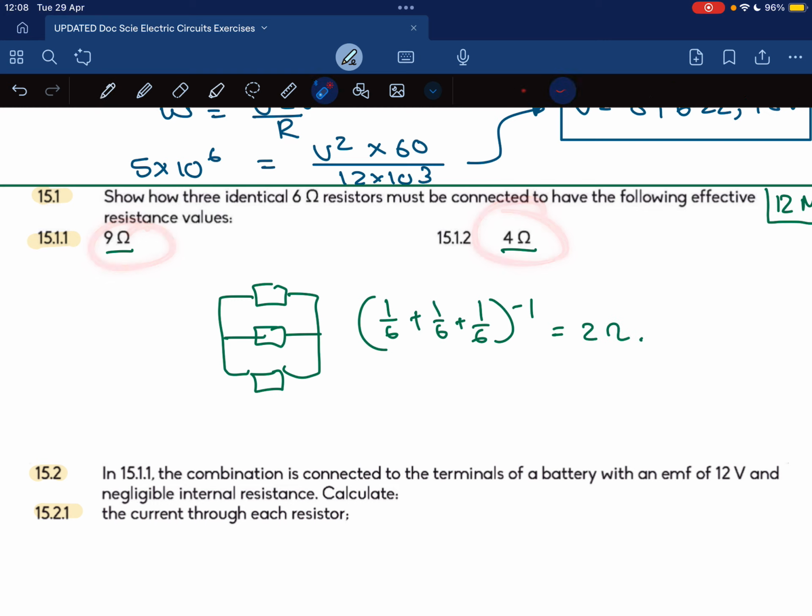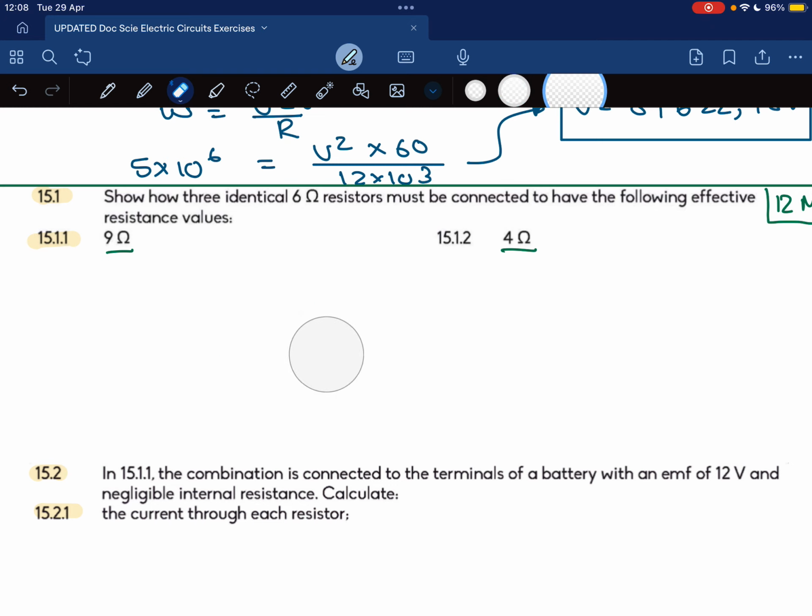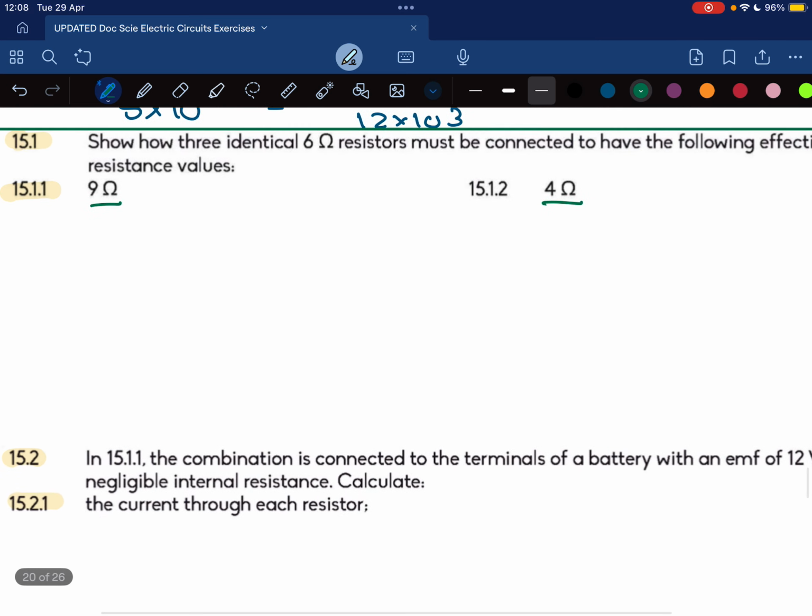So now you have to think, if it's not series and it's not parallel, then it must be a combination of these circuits. Let's first try, if I had one in series and the other two in parallel, then what would I get?